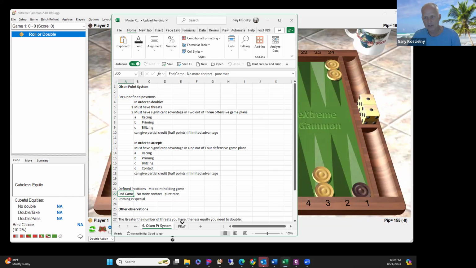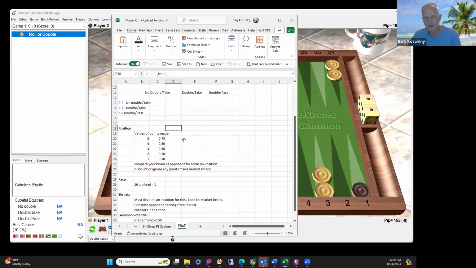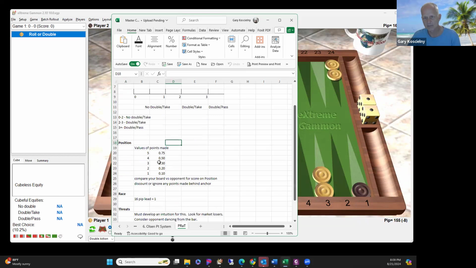Now, compared to that, let me reintroduce briefly the David Presser PRAT system, in which we're going to evaluate, again, position, race, and threat, but we're going to do it in a different way. We're going to evaluate position by assigning points to the inner board points that we made. We're going to assume you always have the 6 point. And that's our board versus our opponent's board. It's comparative, similar to what Mark Olsen would do.